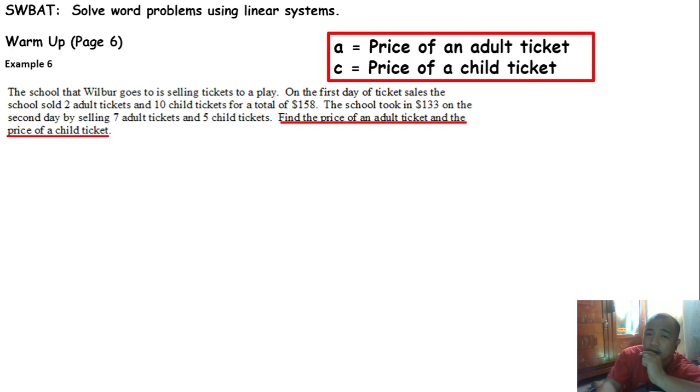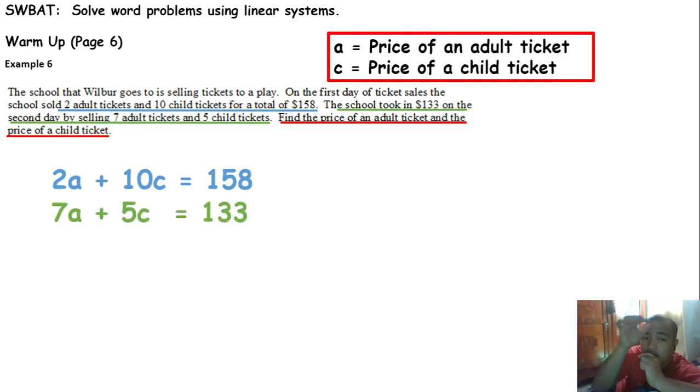So let A be the price of an adult ticket and let C be the price of the child ticket. Okay, A adult, C child, right? On the first day, 2 adult tickets and 10 child tickets cost $158. So our equation 1 will be 2A plus 10C equals 158. And the school took in $133 on the second day by selling 7 adult tickets, 5 child tickets. So 7A plus 5C equals 133. So we already have here the system of linear equations.